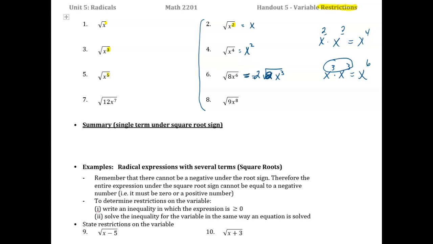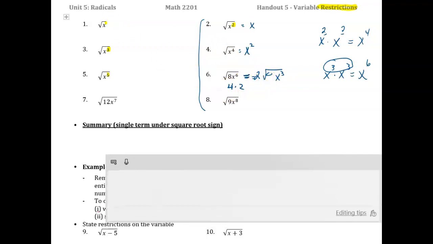Hoping by this point you can look at the square root of 8 and think 8 is 4 times 2. Square root of 4 is a 2. Square root of 2 is still just a square root of 2. So that would still be just a root 2.